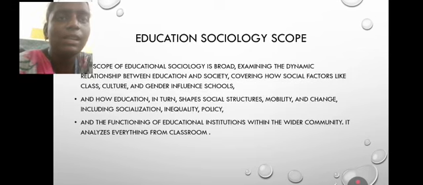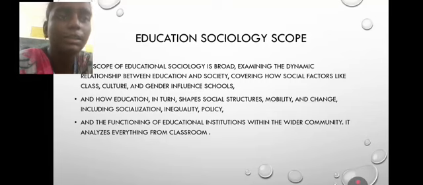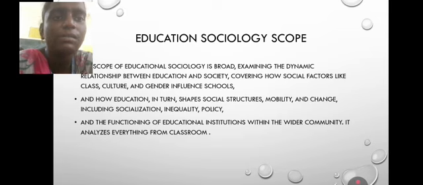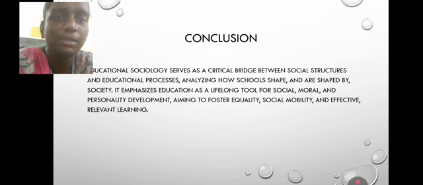The scope of education sociology. What is the scope of education sociology? It is broad, examining the dynamic relationship with society and the factors of class, culture and gender influencing schools. It covers the shaping of social structures and mobility, change, socialization, inclusivity and policy, and the analysis of classroom interactions and global educational policy, seeking to understand and improve educational practice by applying social principles.